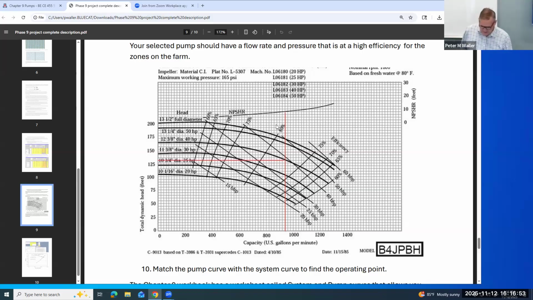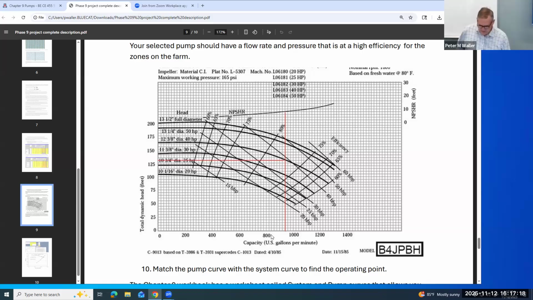Then the other thing you need to look at is your efficiency lines. Notice this operating point is between 80% efficiency and 75% efficiency. The pumps work best at operating points that are near the maximum efficiency. So the maximum this pump will produce is 80% efficiency.